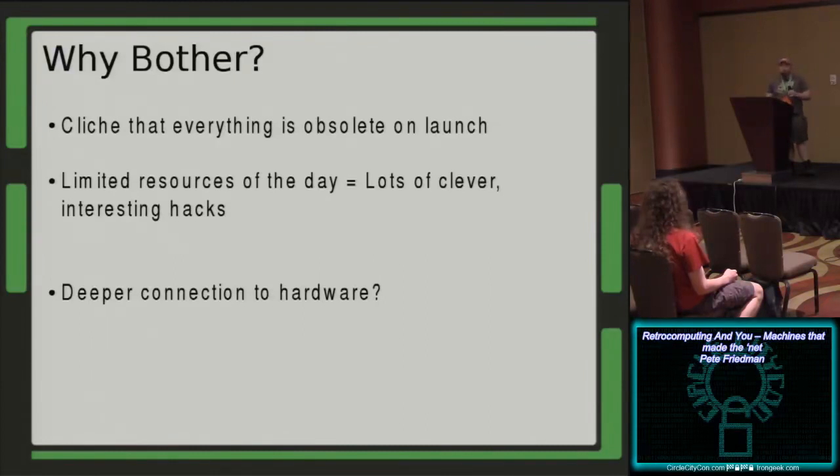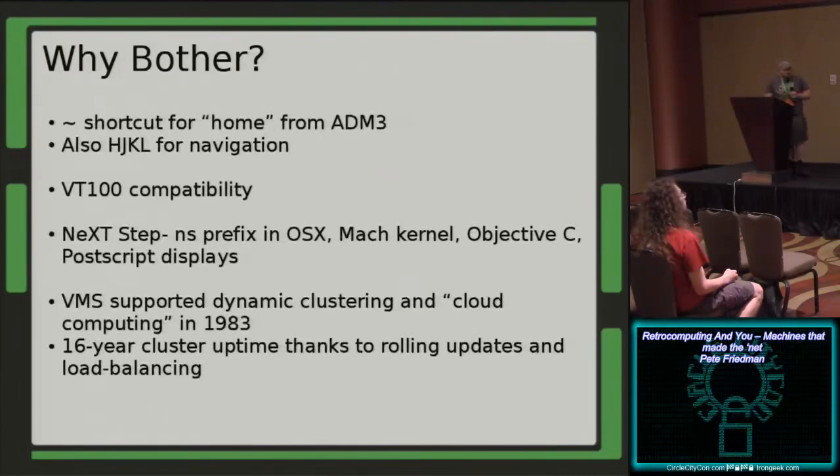And also you sort of get a little bit of a deeper connection to the hardware, sort of the same way that people like classic cars, basically, the geek equivalent, right? And there's also some nifty little historical footnotes, right? So the ADM terminal, right, was one of the terminals that was used a lot in the development of Unix. And the home key and the tilde key on the ADM terminal are the same key, which is where the shortcut for home in Linux and Unix systems comes from. Also, the arrow keys on that machine were on HJKL, which is where navigation in vi and things like them come from.